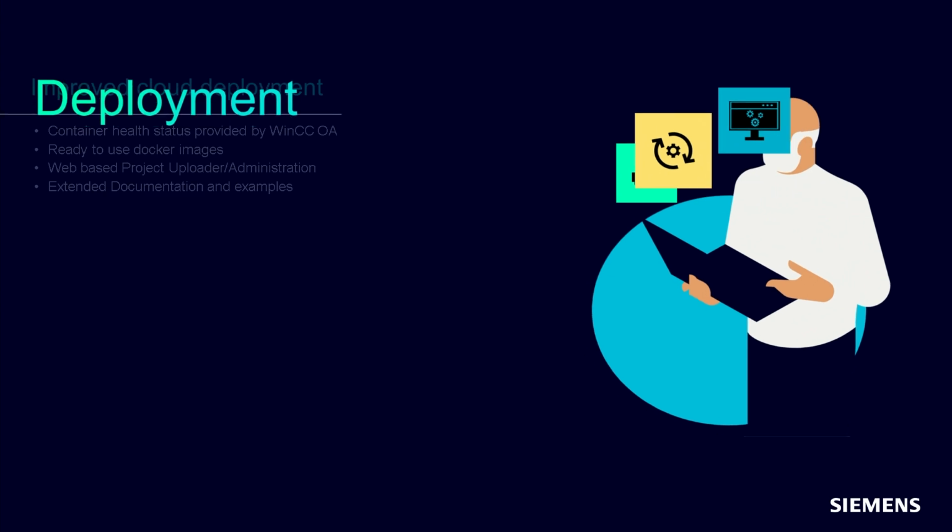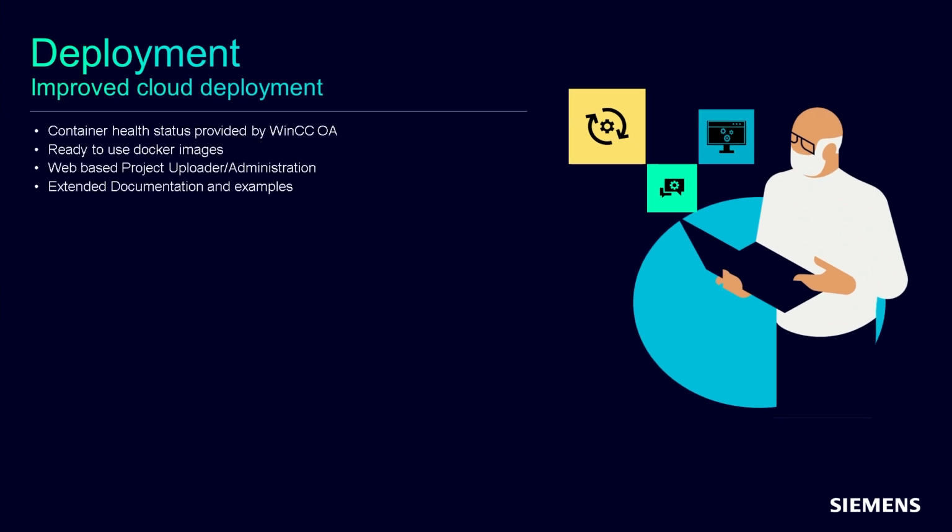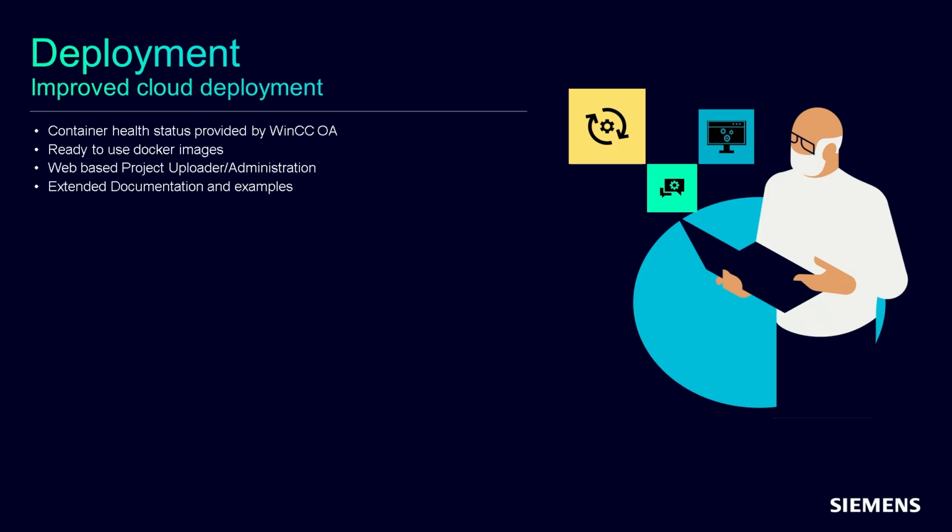Deployment. When you are using WinCC OA in containers or in Kubernetes environment or even in cloud environment, there was always a little bit complicated to install and maintain your projects there. And therefore, we are coming up with a cloud deployment option where you can upload your project directly in a cloud-based container. We will come up with extended documentation and examples how to run WinCC OA in cloud or container environment. Yeah, these were the main topics for version 3.21 and beyond.